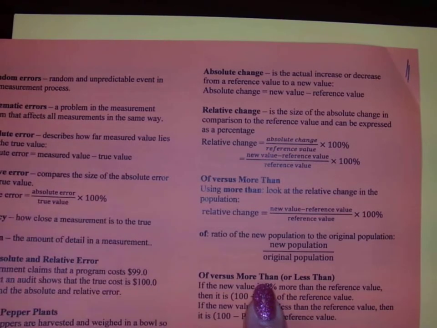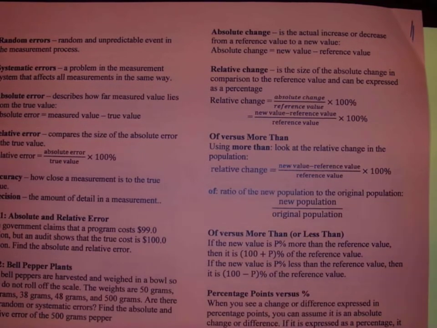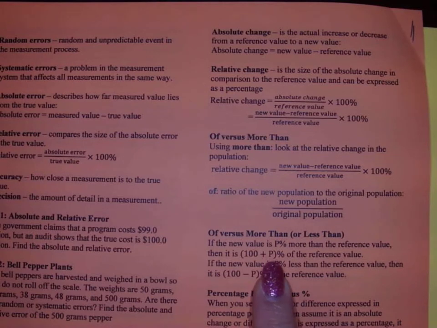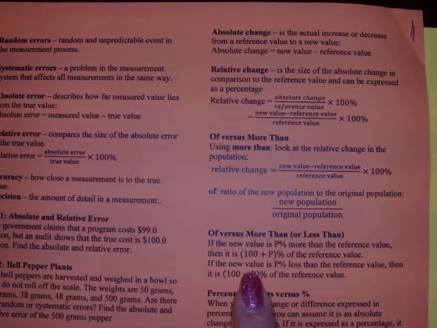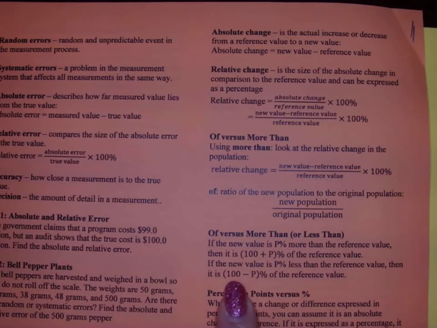All right, so of versus more than or less than: if the new value is p% more than the reference value, then it's going to be 100% plus p of the reference value. And if the new value is p% less than the reference value, then you're going to take that p% and subtract it from 100.